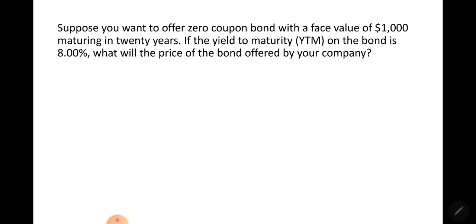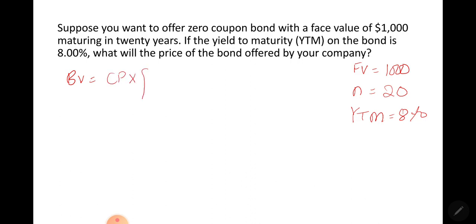So face value is 1000. It's maturing in 20 years. The YTM on the bond is 8%. What will be the price of the bond offered by your company? The formula is still the same. Bond valuation formula is still the same.